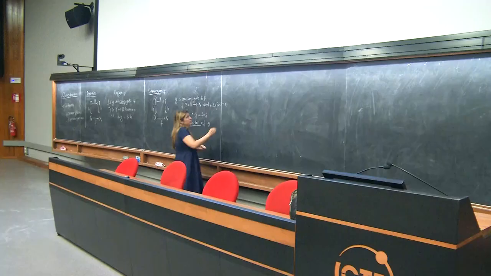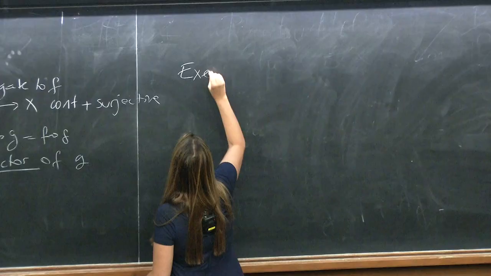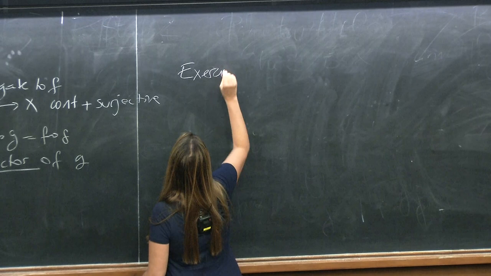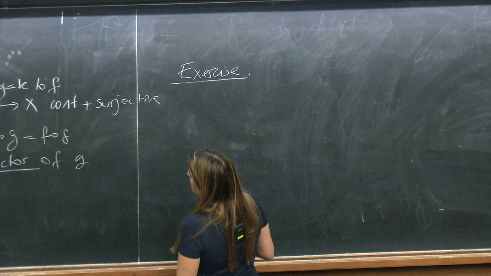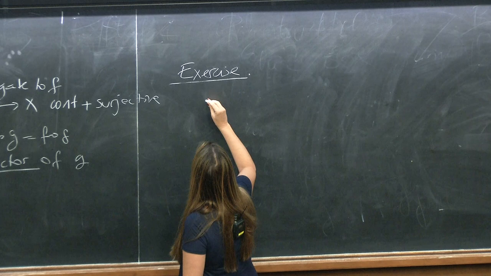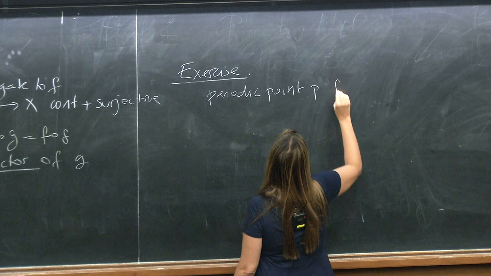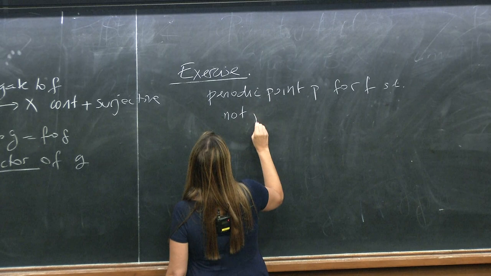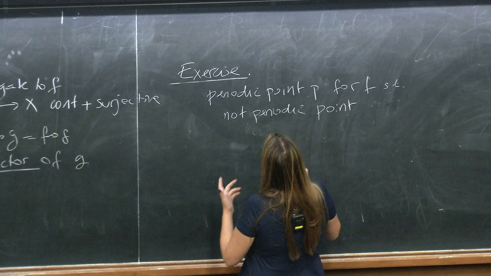This is, I will put lots of exercises. You just pick a couple of them, but I will put lots of exercises. So one exercise, you can do it with very simple dynamics, not necessarily the circle. We can think of even simpler dynamics. So think of a periodic point P for F such that its pre-image is not periodic and does not contain a periodic point.